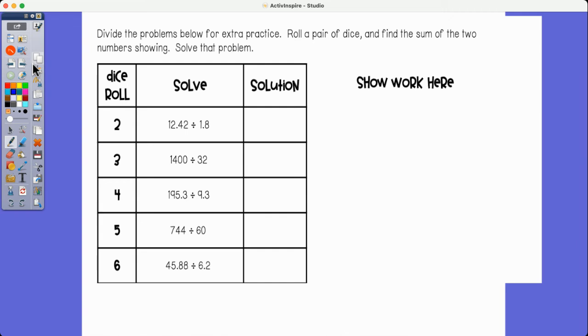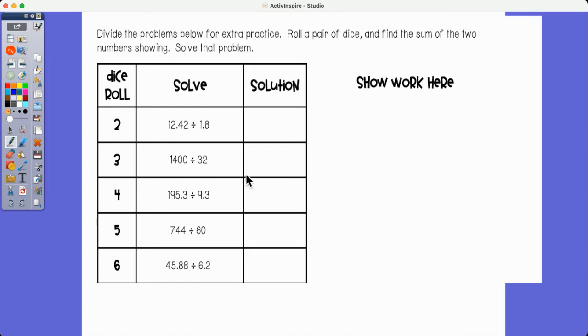Okay, this one is going to ask you to roll the die. You're going to just practice. There are 12 problems. Find the sum of the two numbers that show. Solve that problem. So let's say I actually can do this. Watch this. View. No, tools. That's where it is. Math tools.